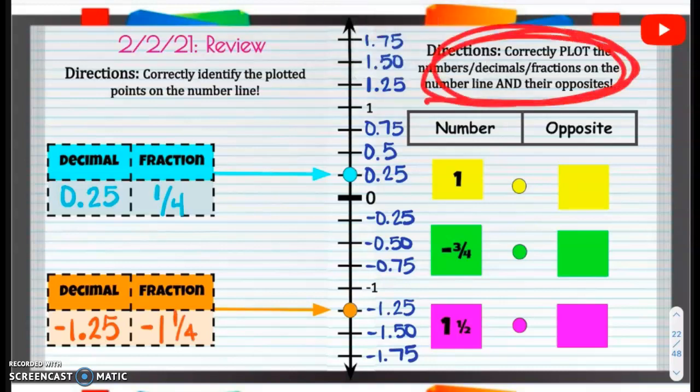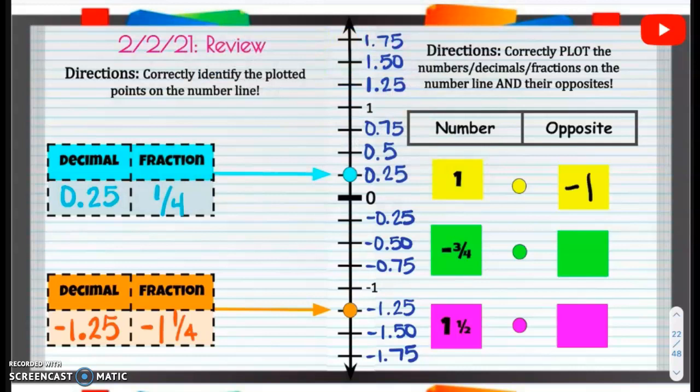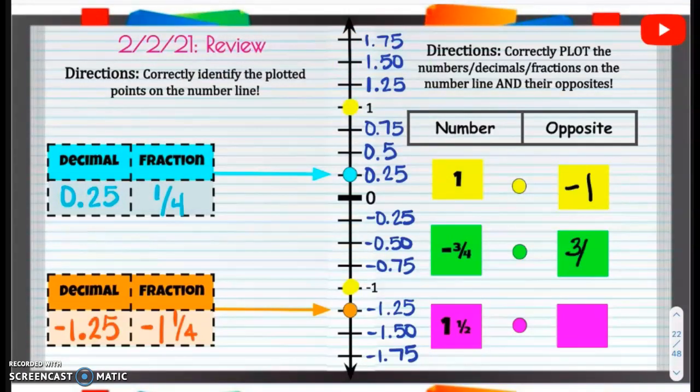So when we start to plot these and their opposites, we have 1, and the opposite of 1 is going to be negative 1. So I'm going to take this point. Don't forget to take these points and plot them. So I have negative 1 and positive 1. All right, now we have negative 3/4. The opposite of negative 3/4 is going to be positive 3/4.